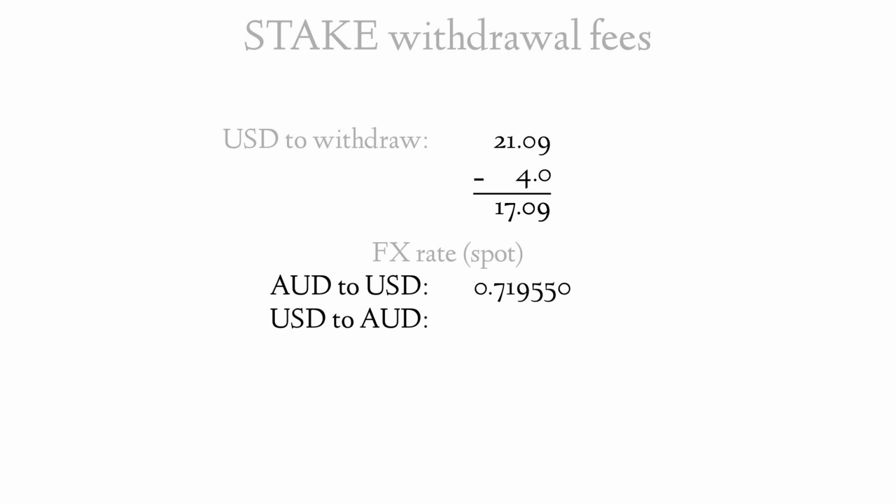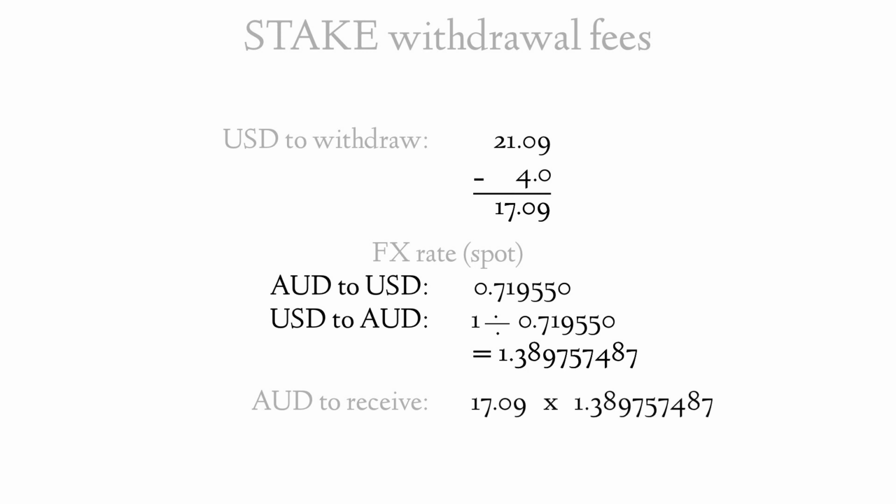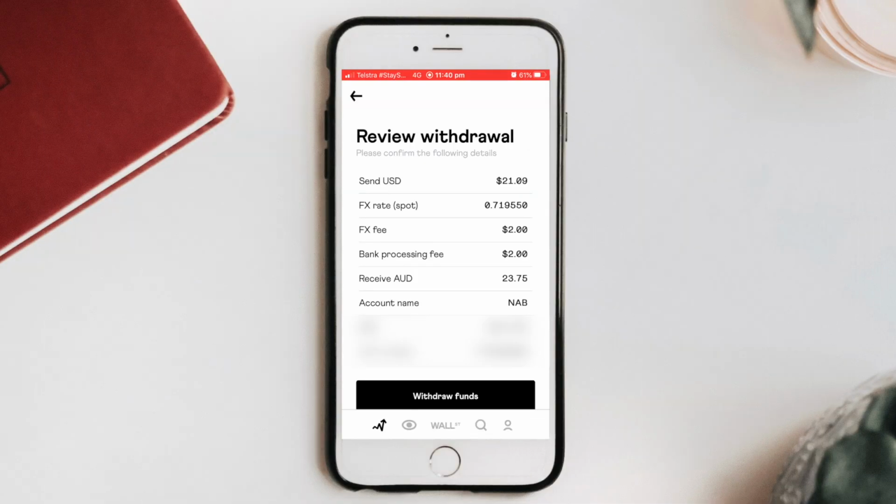To do that, we simply take 1 and divide it by 0.71955. That gives us 1.389757487, just to name a few of the decimals. And then if we multiply that by the amount of US dollars that we're sending across, which would be $17.09, we get 23 Australian dollars and 75 cents, exactly what they've got written there.